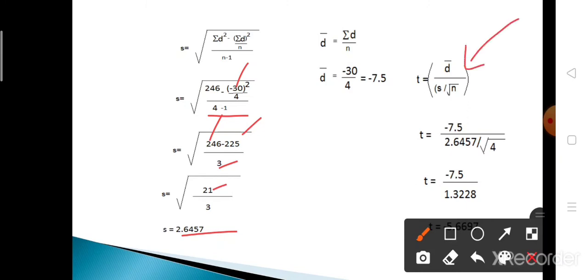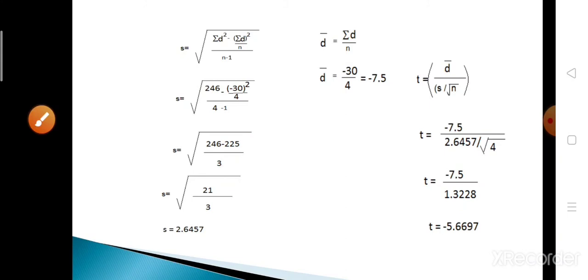Last, calculate the test statistic. What is the formula for calculating the test statistic? T is equal to d bar divided by s upon root n. The d bar value is minus 7.5, s is 2.6457, and n value is 4, that is square root of 4. So minus 7.5 as it is, 2.6457 divided by 2, because the square root of 4 is 2. So the value is 1.3228. So minus 7.5 divided by 1.3228, the value is minus 5.6697.